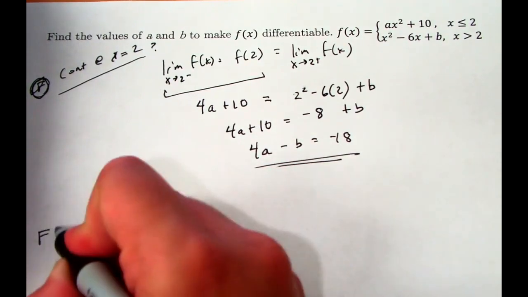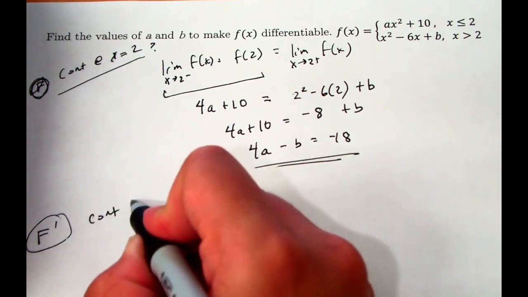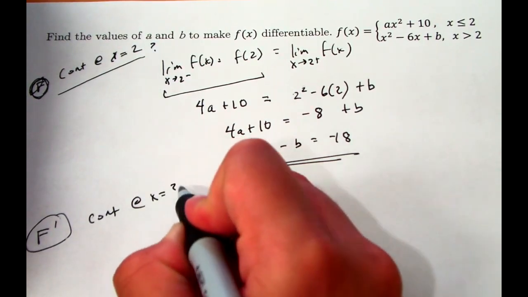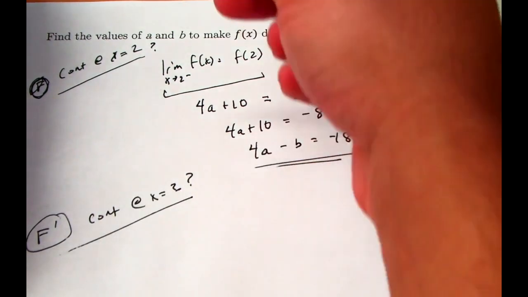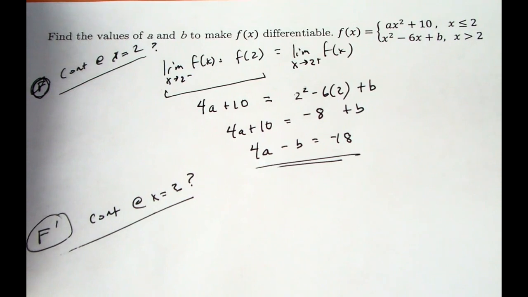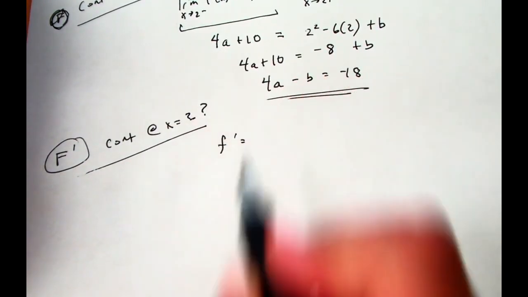So now let's check f prime's continuity. Is f prime continuous at 2? Because if f prime is continuous at 2 and f itself is continuous at 2, then the function is therefore differentiable. So quickly taking the derivative here, once again, it's also going to be a piecewise function.